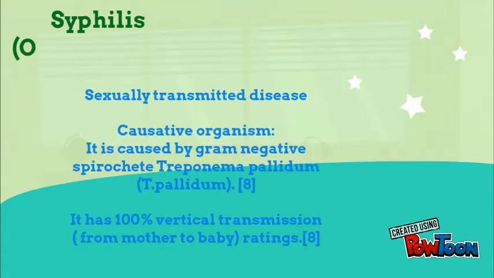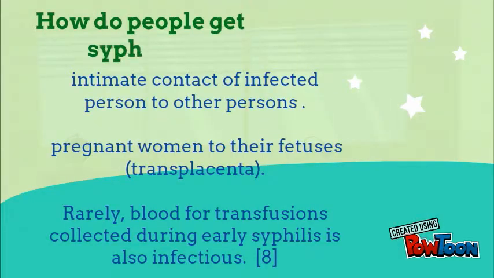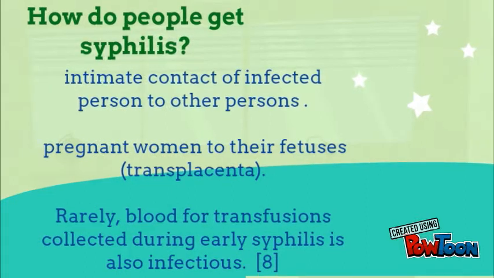In TORCH, O stands for other organisms that cause diseases such as syphilis, which is a sexually transmitted disease. It is caused by a gram-negative spirochete called Treponema pallidum. How do people get syphilis? By intimate contact with an infected person, from pregnant women to their fetuses, and rarely by blood transfusion collected during early syphilis.